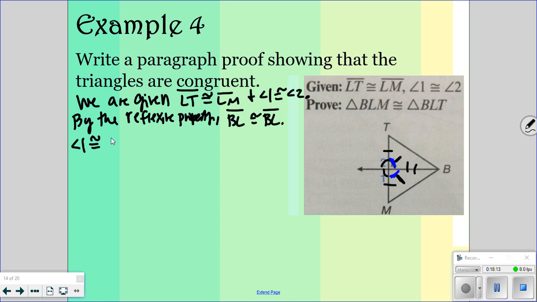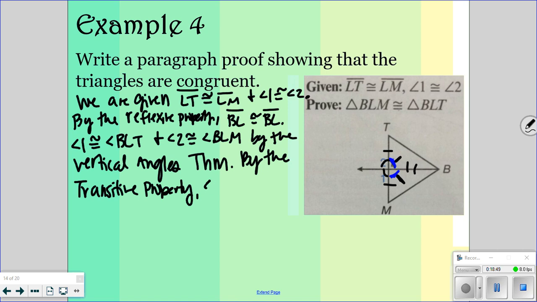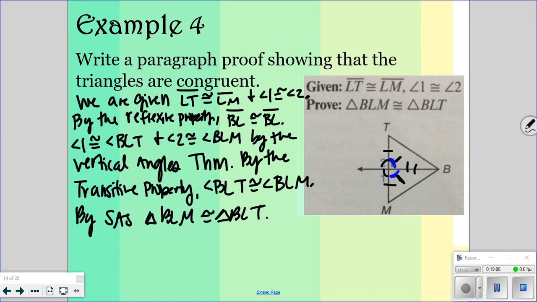So angle 1 is congruent to angle BLT, and angle 2 is congruent to angle BLM by vertical angles. Okay, and then by the transitive property, that means that angle BLT is going to be congruent to angle BLM. So then we have side angle side. So by side angle side, triangle BLM is congruent to triangle BLT. So that's how you can write a paragraph proof. Still the same basic information. Some people just like it because it takes up a little bit less writing.